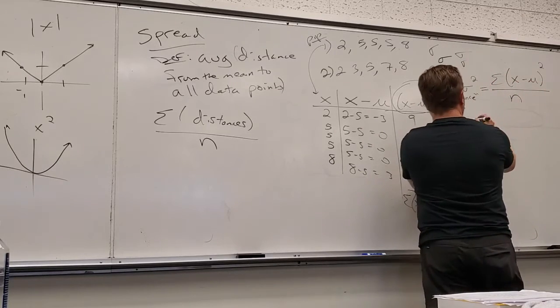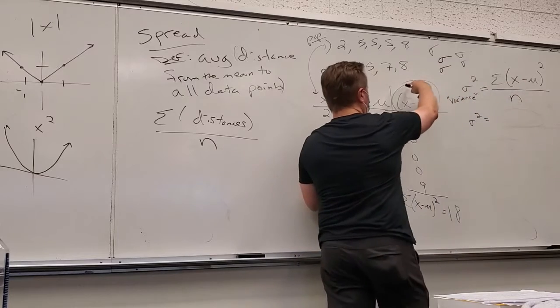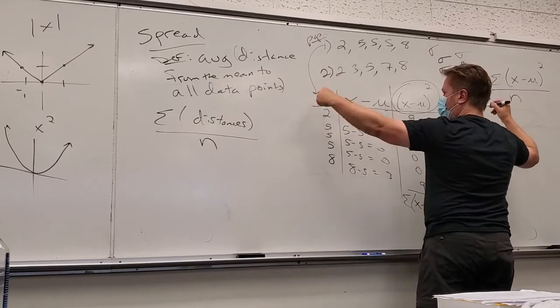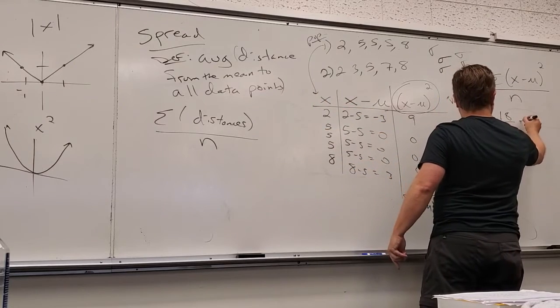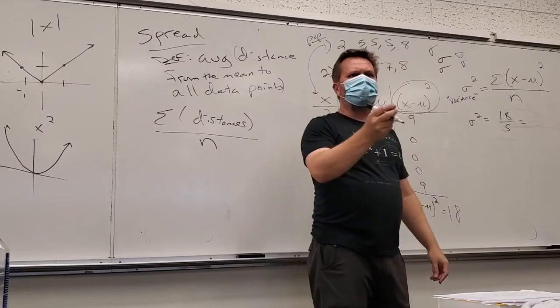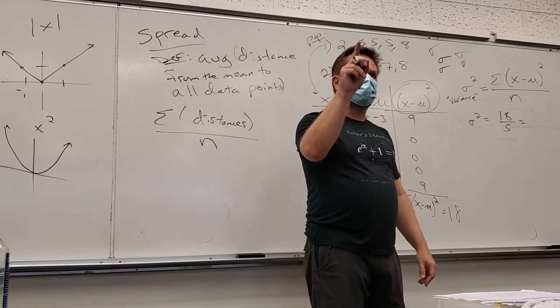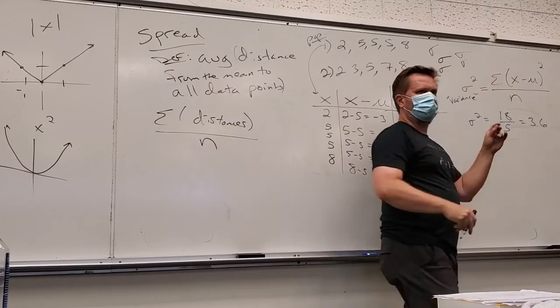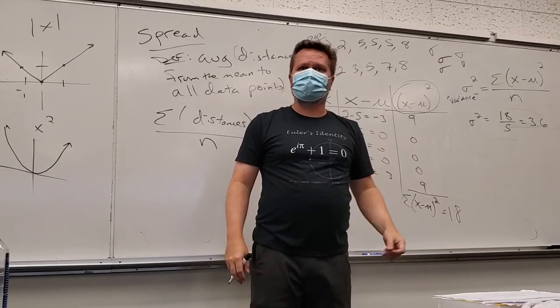So let's see what we got so far. What's the variance then? What's the sum of these things? 18. And there were 5 data points. The quick way to divide by 5 is double the top, move the decimal back once, 3.6. Or do it in the calculator, right?